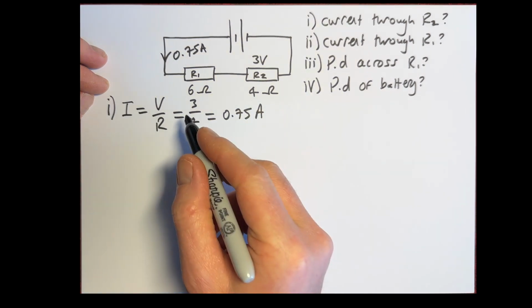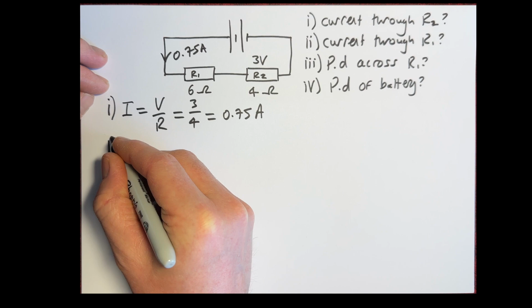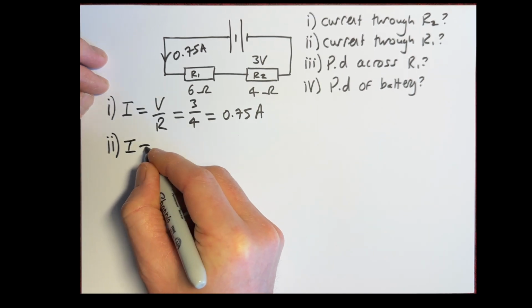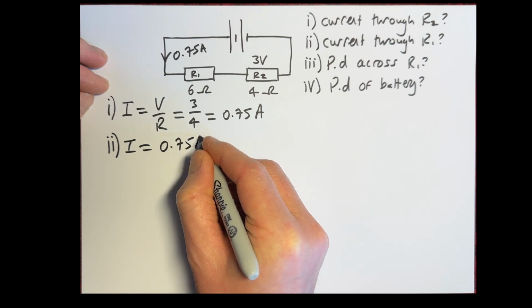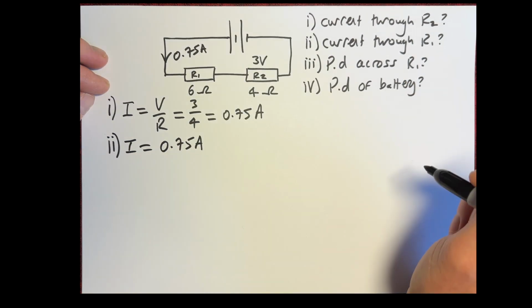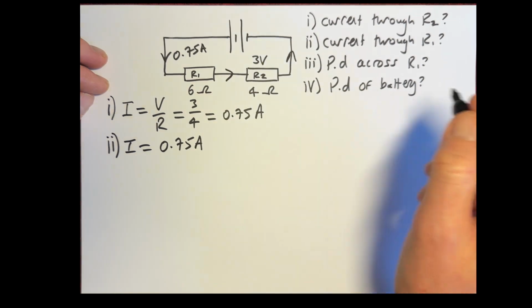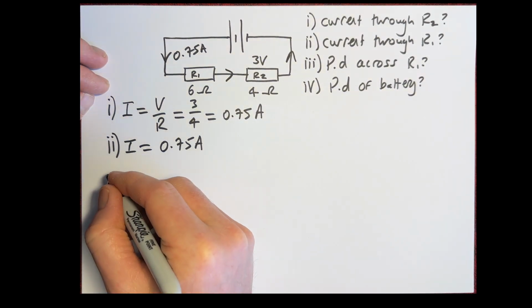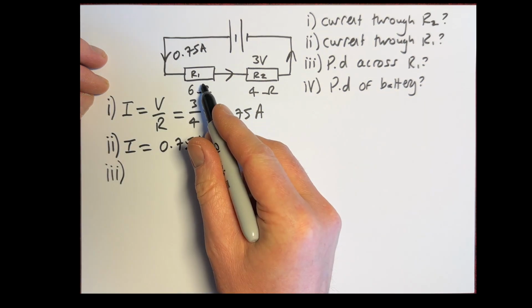So that means we've now worked out the current through R2. As we've just said, we know the current now everywhere in the circuit. So the current through R1 is just 0.75 amps because it's the same everywhere in the circuit. The current through the battery is 0.75 amps. It's the same everywhere, here, everywhere. Okay, so the next thing to do then is work out the potential difference across R1.